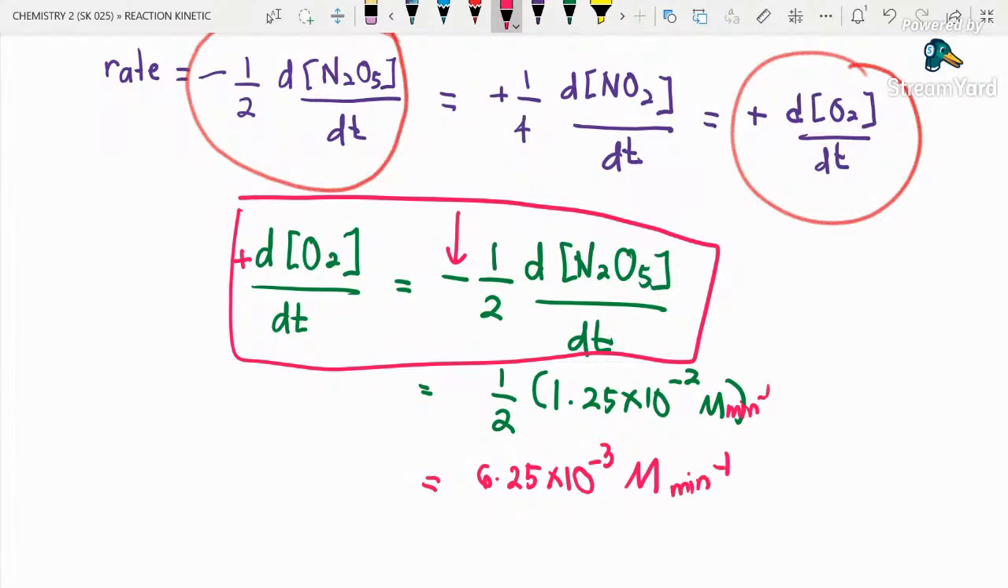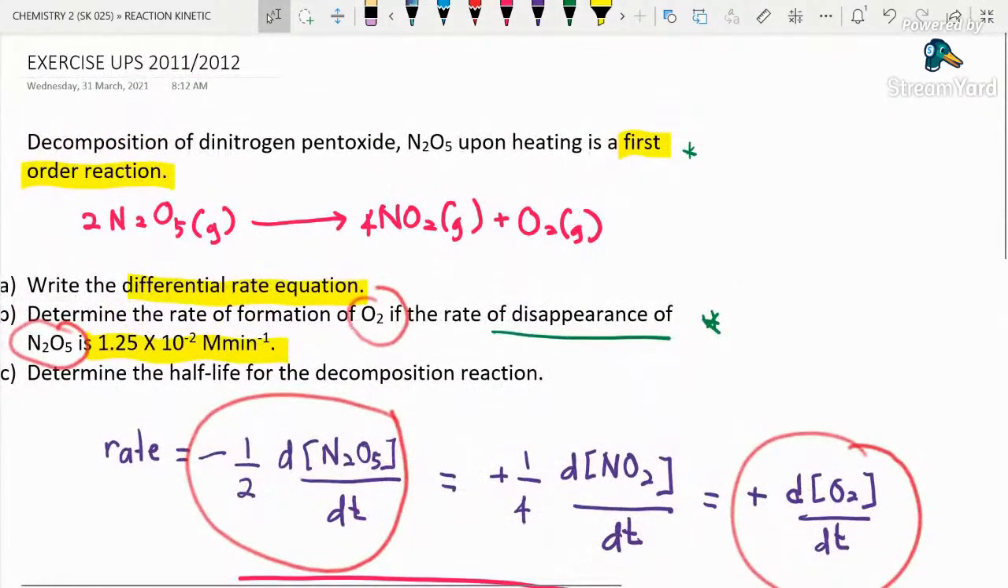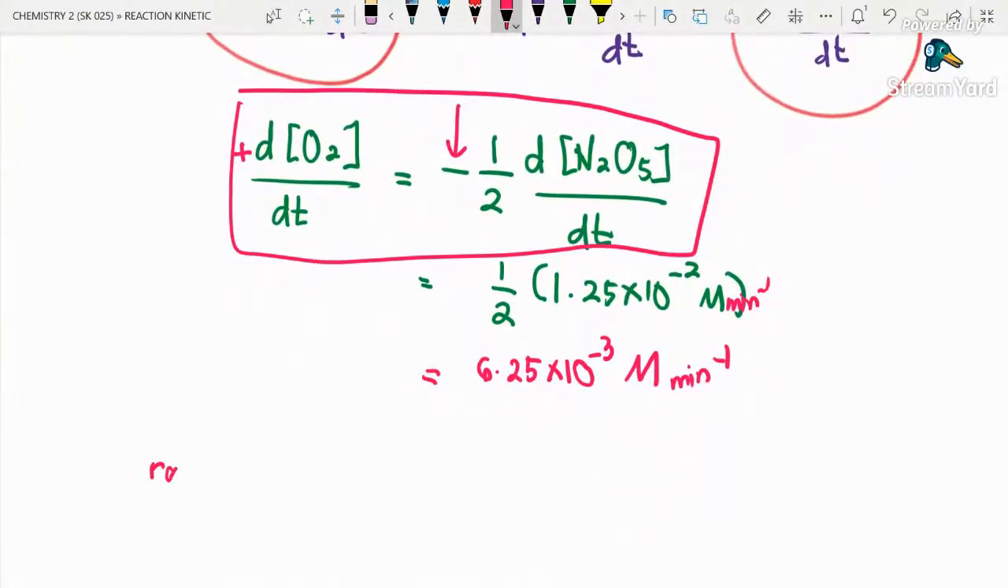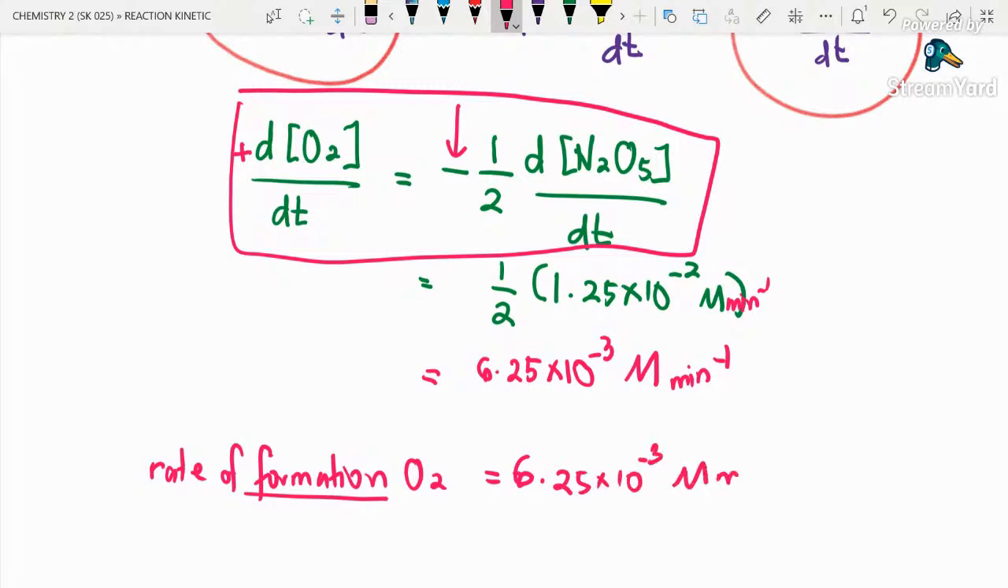This is not the final answer. It wants the rate of disappearance, right? So write the rate of formation, alright. Formation means increasing, so no need to put a plus sign in front. If you want to put it, that's fine. Then you put a sign here. Okay, look at this question, it is still related to the differential rate equation.